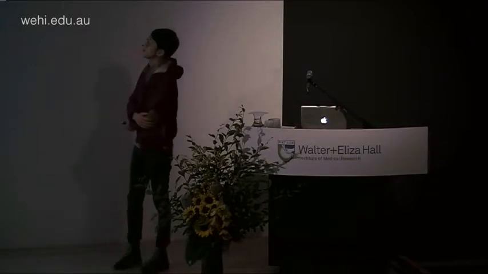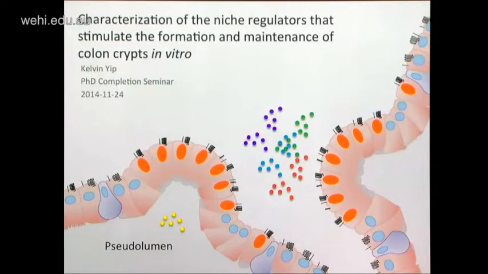Good afternoon, everyone. Today, I would like to share my PhD project with you, which is characterization of the niche regulators that stimulate the formation and maintenance of colon crypts in vitro. As you see, this diagram here is an ex vivo colon epithelium which we culture in a 3D culture called organoids. And by using this excellent cell model, we are able to study how the niche factor regulates the crypt formation in vitro. And I will tell you more about this in a minute.